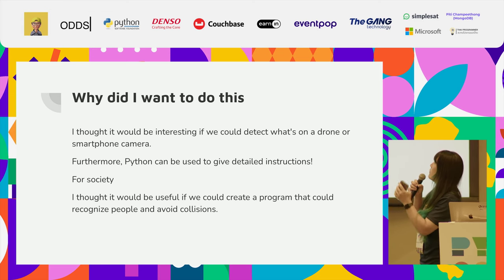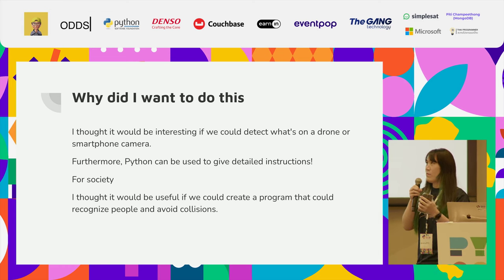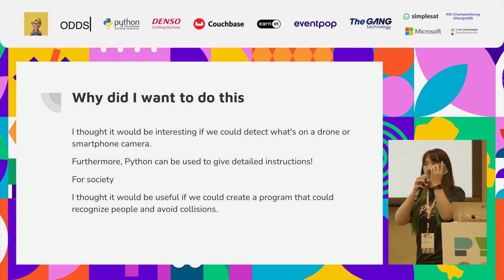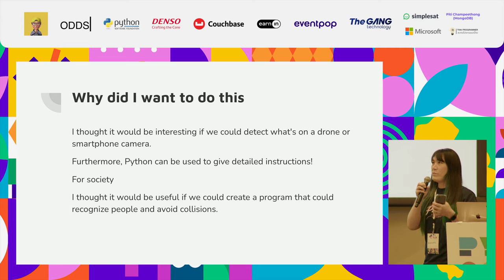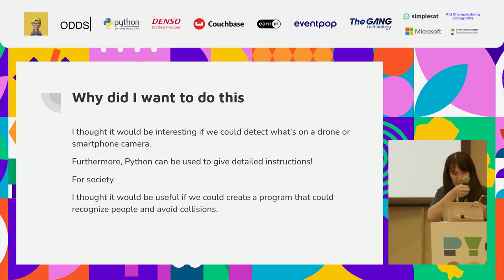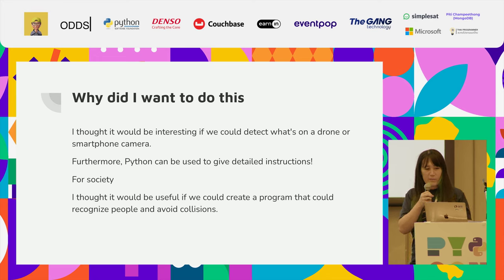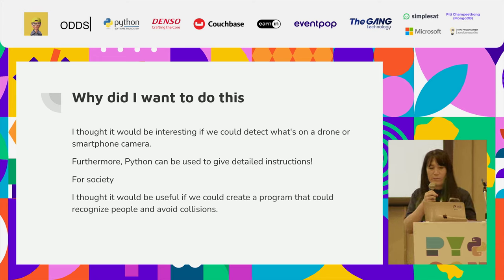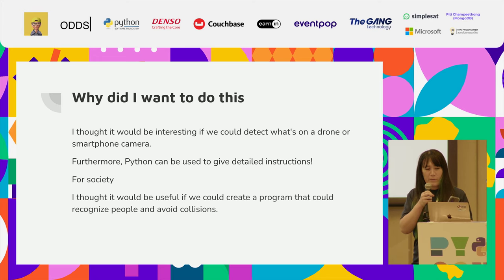I thought it would be interesting if we could detect what is on a drone or a smartphone camera. I want to check this camera. Furthermore, Python can be used to give detailed introductions. For society, I thought it would be useful if we could create a program that could recognize people and avoid collisions.